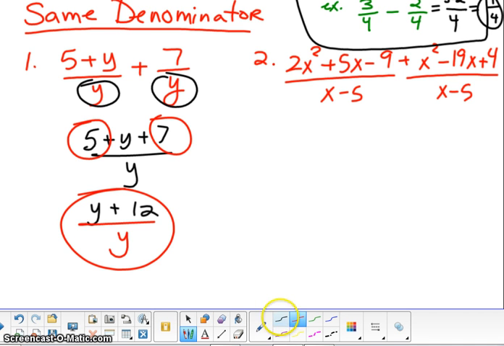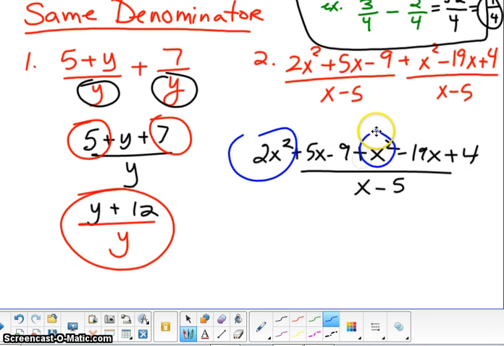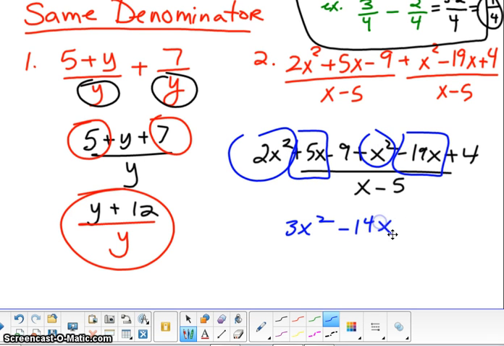Okay, example number 2, you also have a common denominator, but this time it is x minus 5. On the top, we're going to add everything together and then combine like terms. So I see I have x squared terms, so that would be 3x squared. And I have 5x and negative 19x to give you negative 14x. And then the last two we have are negative 9 and positive 4 to give you a negative 5. And that still will be all over x minus 5.